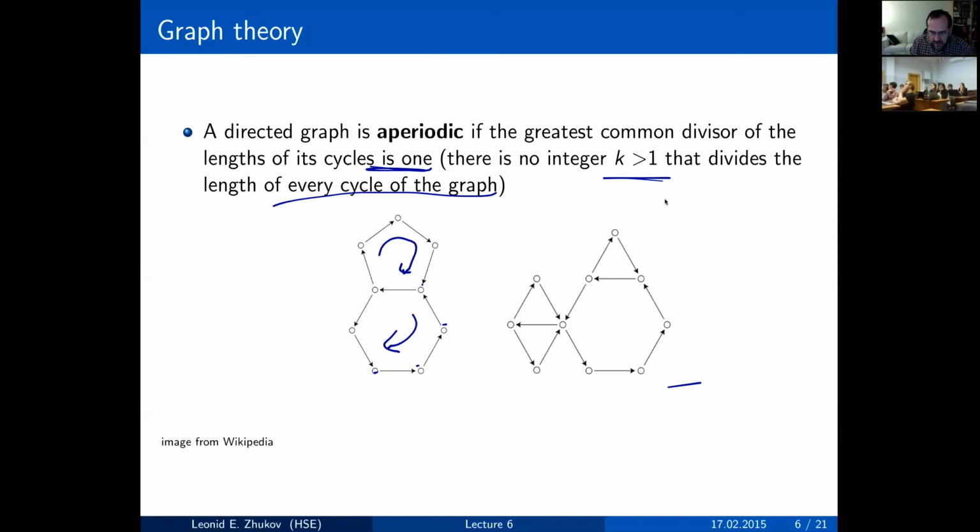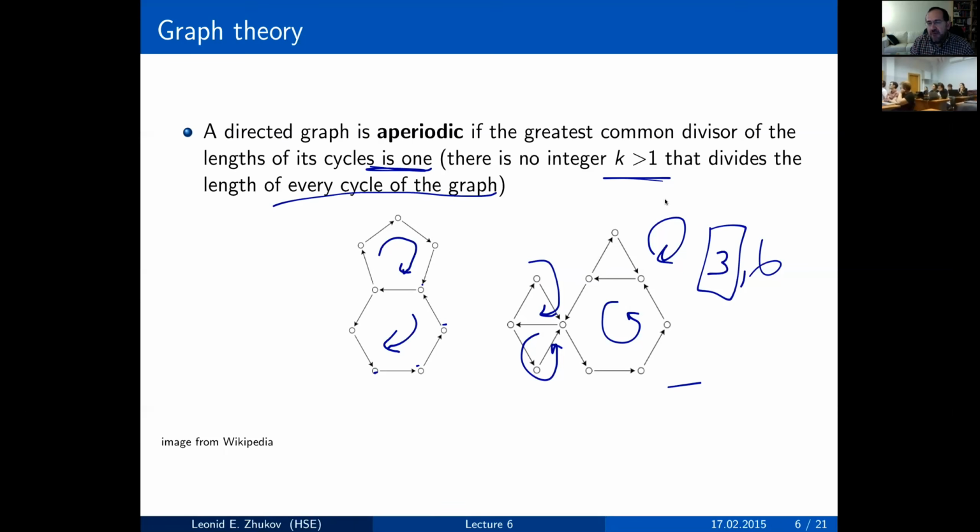On the other hand, on the right-hand side, we see there are a bunch of cycles in the graph. So there is a cycle here, and the length is 3, right? There is another cycle here, length 3. There is one more cycle here, it's also 3. And there is a big cycle, which is 1, 2, 3, 4, 5, 6, okay? So the cycle lengths for this graph are 3 and 6, right? So the greatest common divisor of the lengths of those cycles is 3. So this graph is periodic, and the period of the graph is 3.